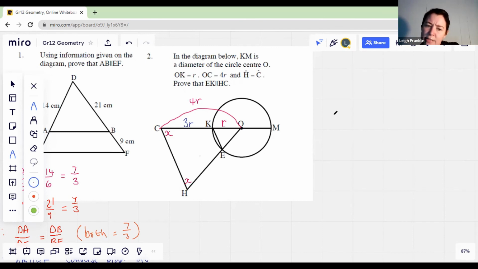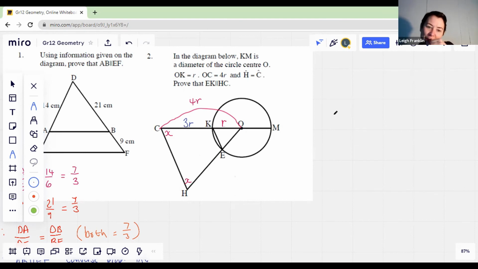They've also told us that angle H and angle C are equal to one another. Well, what implications does that have for the diagram? What does that mean? Isosceles triangle. Mm-hmm. Keep going. I'm liking what you're saying. If it's an isosceles triangle, then which two sides are equal? OH and OC. So in other words, if angle C is equal to angle H, it means that OC equals OH. Yes. Well done. Quite right.